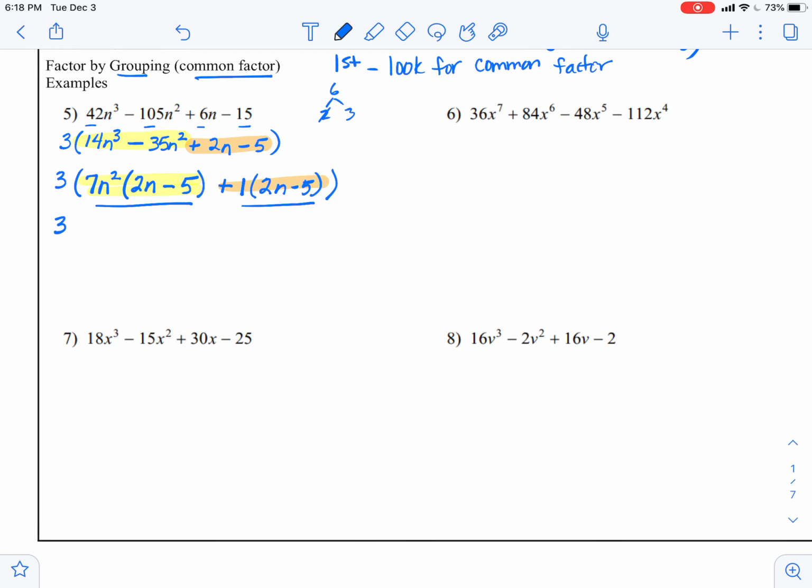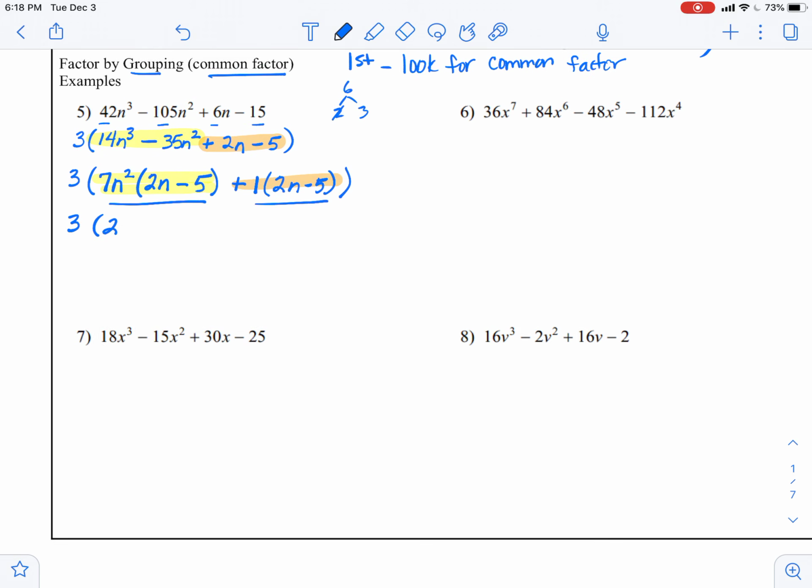It's just hanging around out in front. It's just an observer. Think of it that way. So both of these have 2n minus 5 in common, okay?